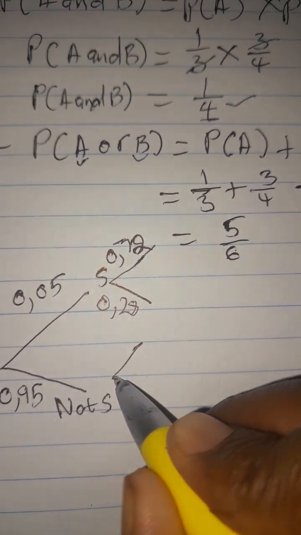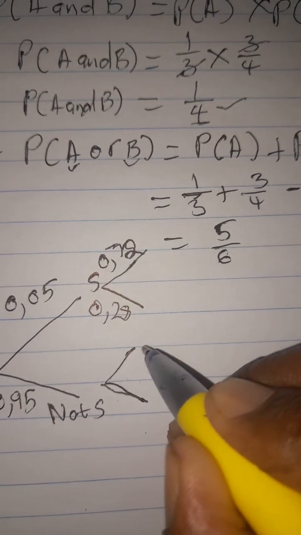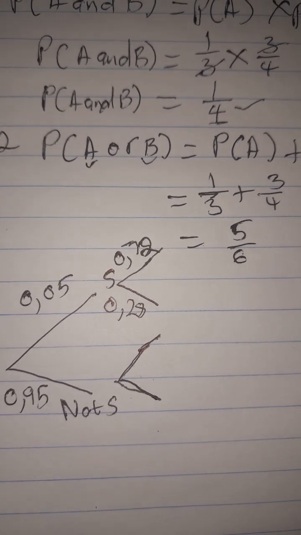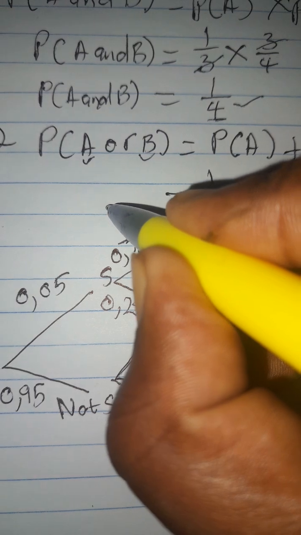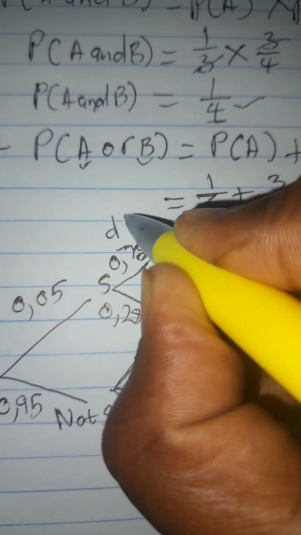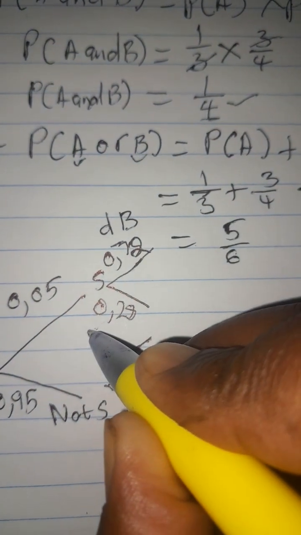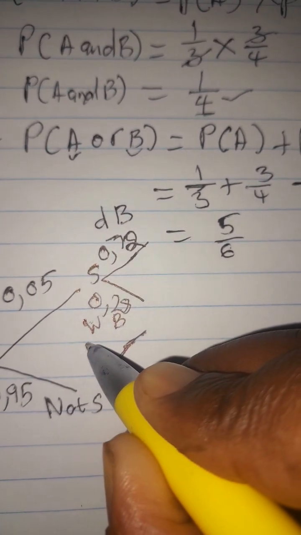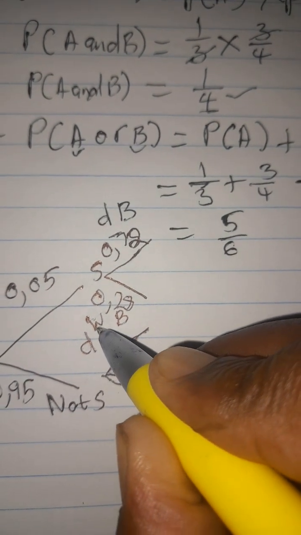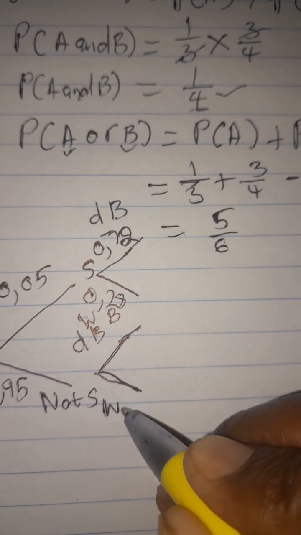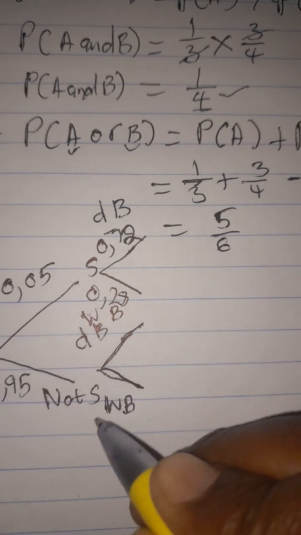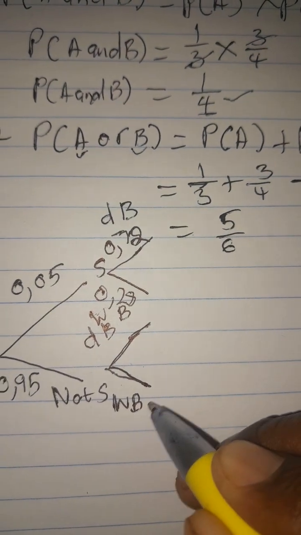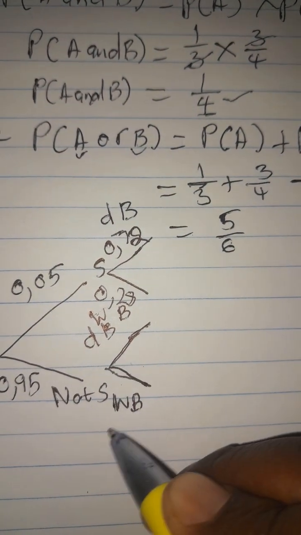So what happens, let's draw another branch. What happens when it does not snow? Remember here, when the temperature drops below, and when it won't drop below, I will say when it drops below, and when it doesn't drop below. So I'm using WB, drop below and won't drop below.